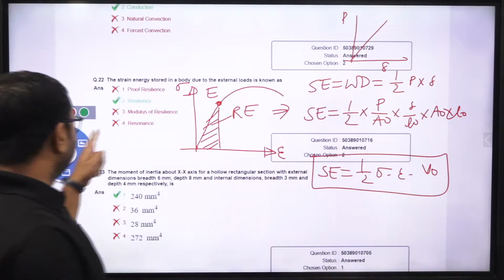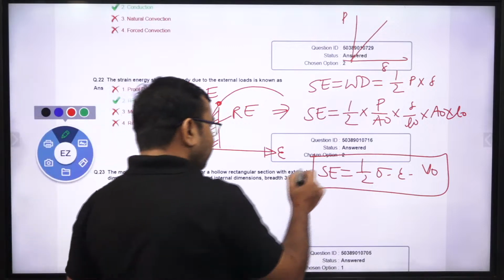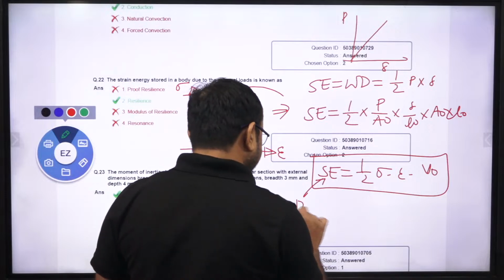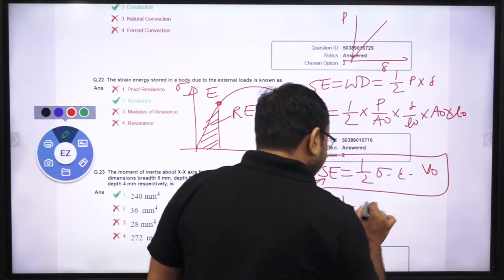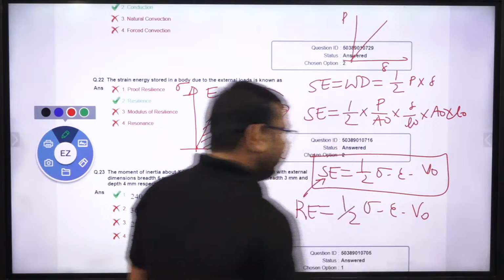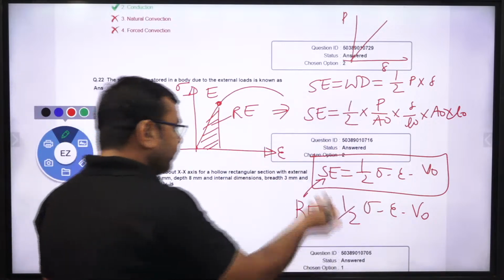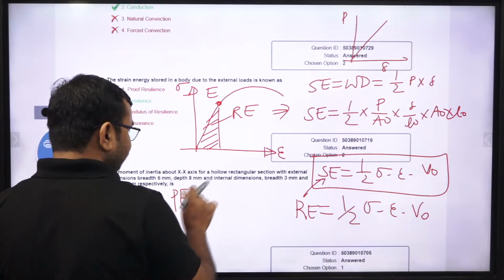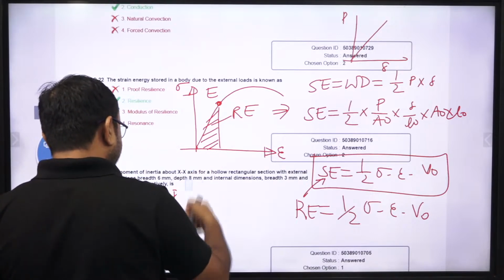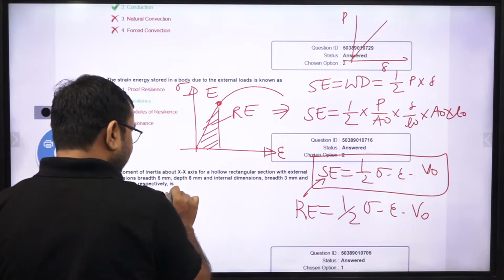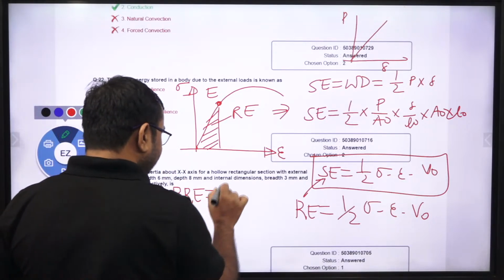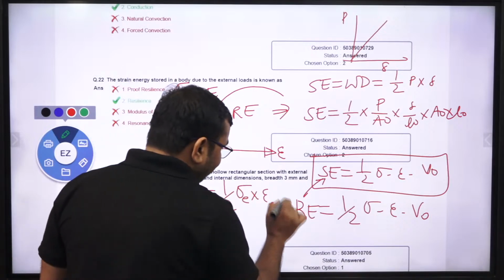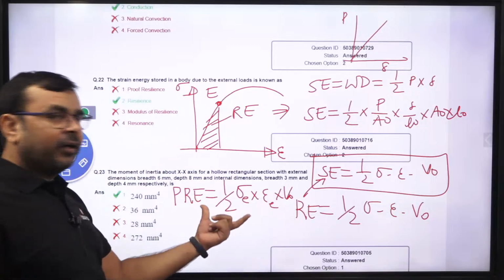So don't be confused with modulus of resilience. If this energy is stored in the body within the elastic limit, this is called resilience. And if this energy is stored up to the elastic limit, meaning maximum strain energy, then this is called proof resilience. What is proof resilience? It is the maximum strain energy up to the elastic limit, that is stress into strain up to the elastic limit into volume. Yes or no?